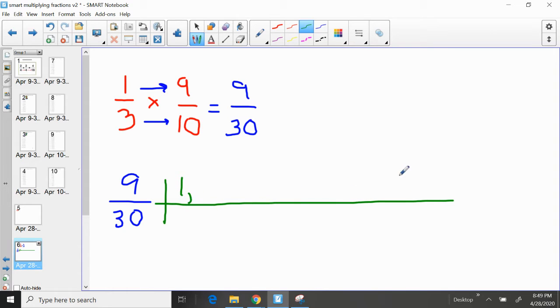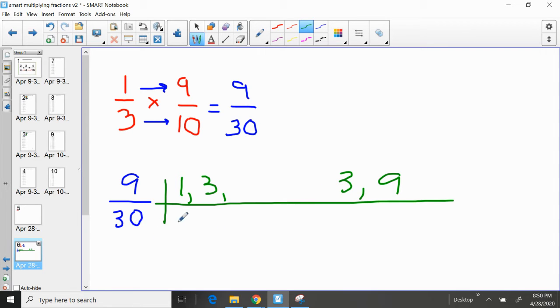1 times 9 is 9. Anything times 2 that equals 9? No. But 3 times 3 equals 9. So all the factors of 9 are 1, 3, and 9. Because 1 times 9 is 9. 3 times 3 is 9. So I hope this is coming back to you like we did in class when we did greatest common factor.